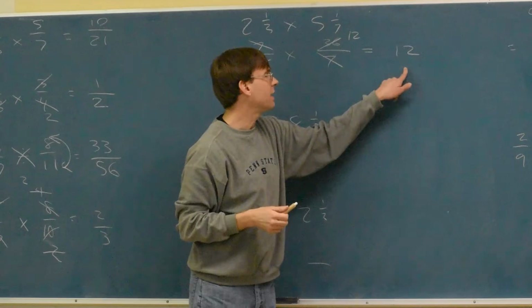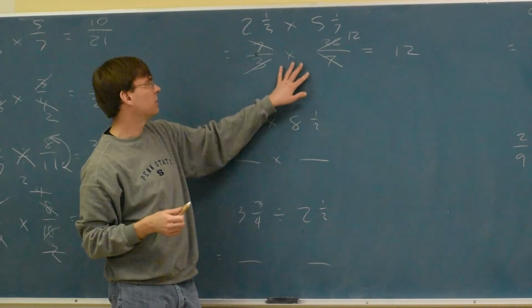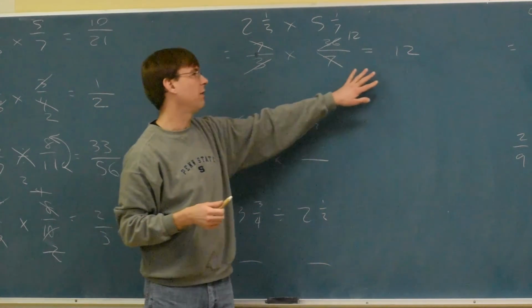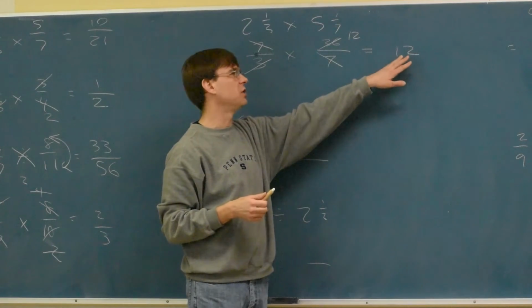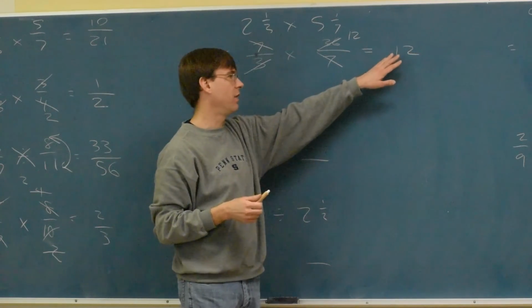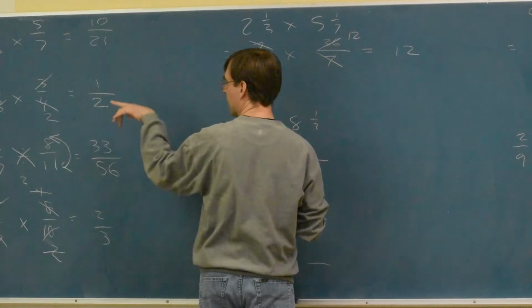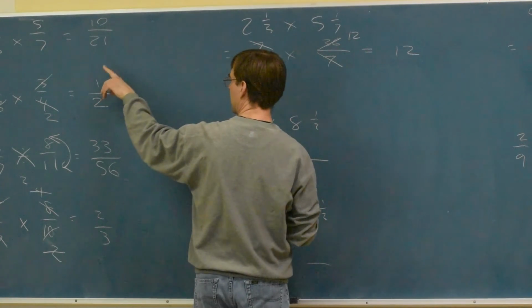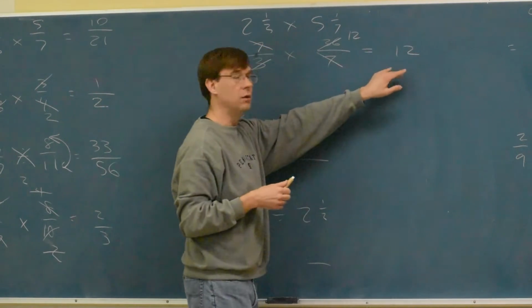You don't have to write that over 1. There is an invisible 1 here on the bottom, but I don't need to write fractions on top of 1s. You can just write the top down if the bottom vanishes. Unlike over here, when the top vanished, you did need a 1 on the top, but you don't need the 1 on the bottom.